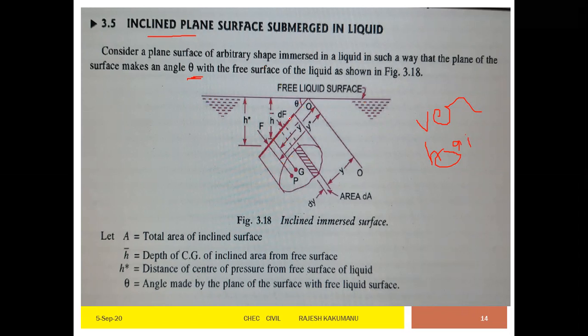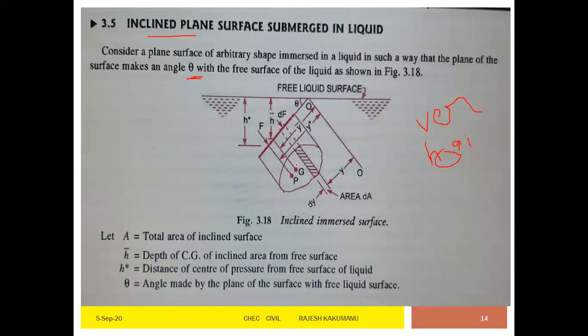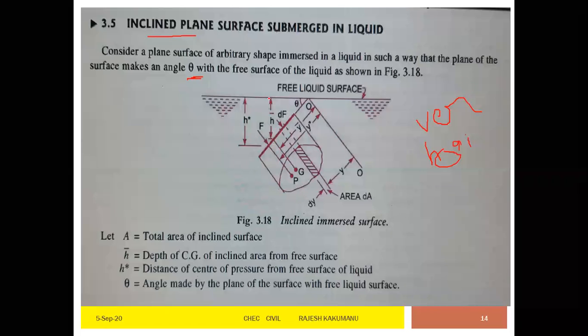Opening the side view and looking at it from the opposite side in front view, you have the center of gravity under the total pressure F. The center of gravity: h star starts from P, and G is the center of gravity, where G is equal to h bar.